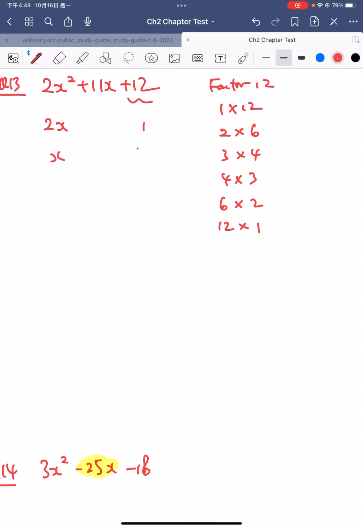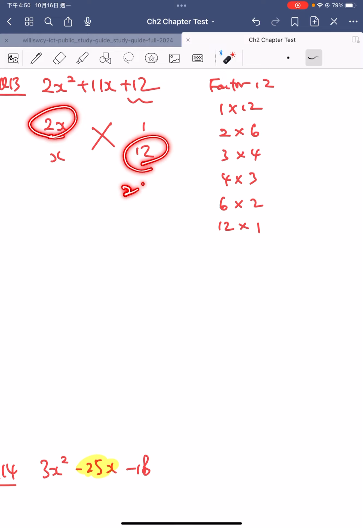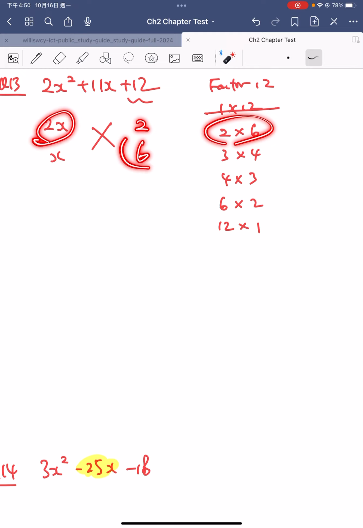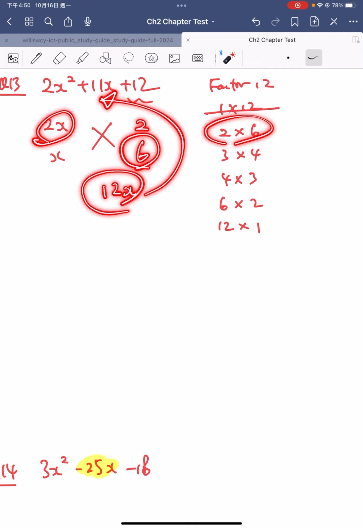So first of all, try 1 and 12. So draw a cross here. Then we can try to think it in our brain. So we have 2x times 12, which will give you 24x. This one is already larger than this, so which is going to be wrong. So the first one is wrong. Then we can try the second one. We can try 2 and 6. So 2x times 6 will give you 12x. It's already larger than 11x, so which is wrong again.